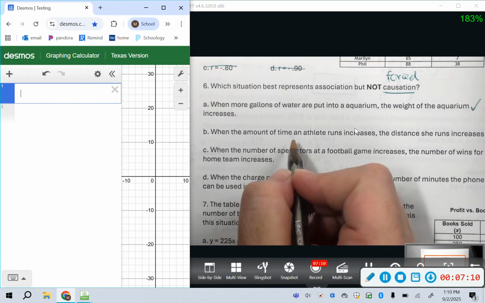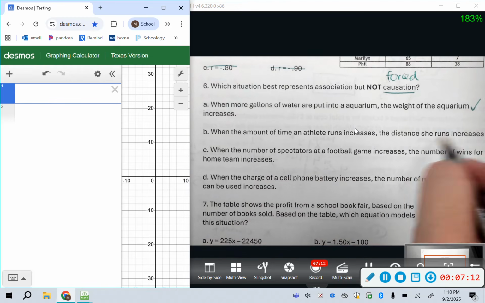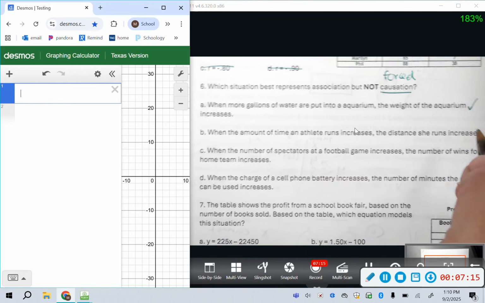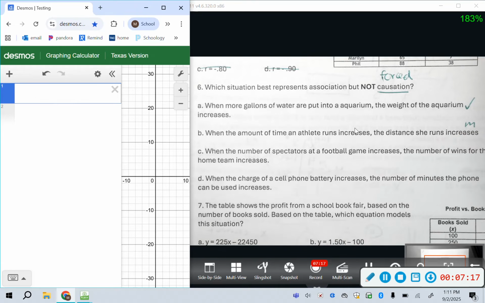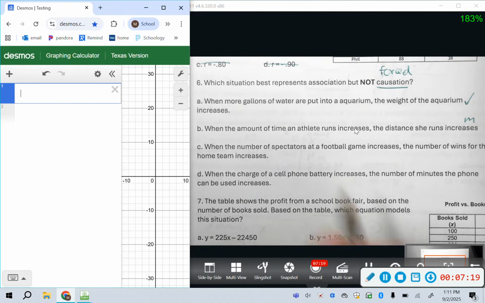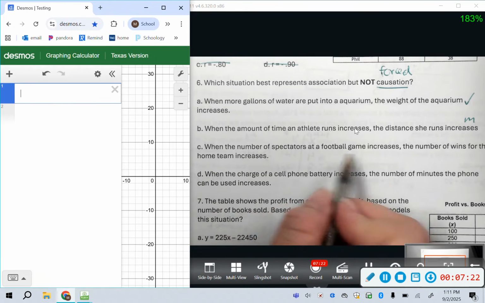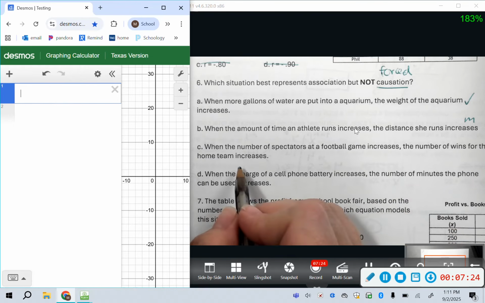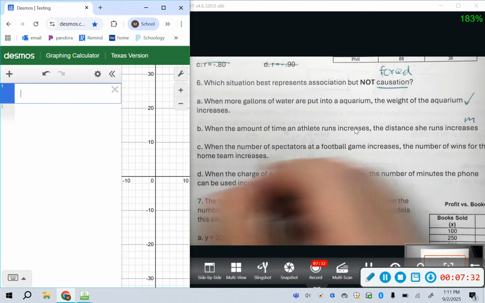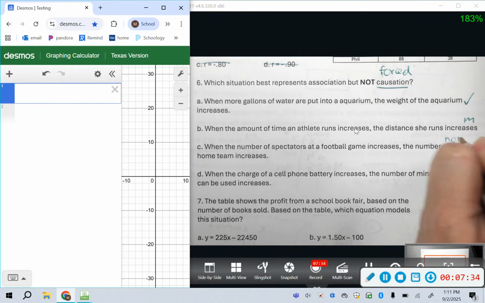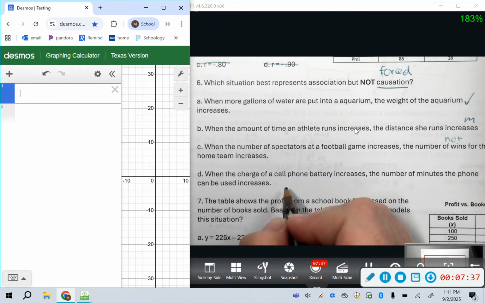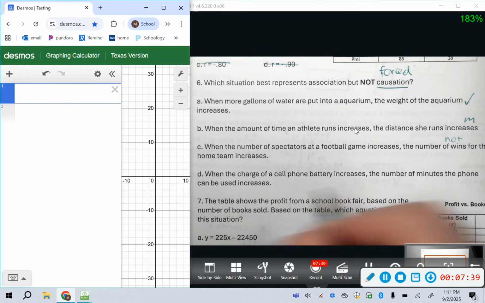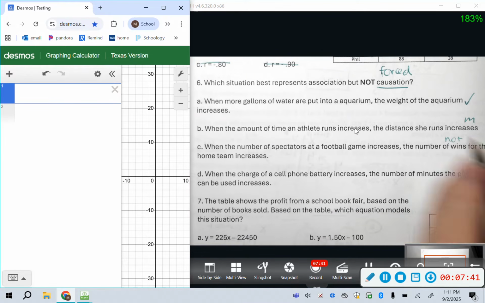When the amount of time an athlete runs increases, the distance she runs increases. Now, I can see you arguing this one both ways, so let's put a maybe. When the number of spectators at a football game increases, the number of wins at home, the home team increases. I don't think the people in the crowd have anything to do with how good our football team does, so I would say this one is not causation. And then let's just double check. When the charge of a cell phone battery increases the number of minutes of the phone, that is causation. So I would say my best choice is C.